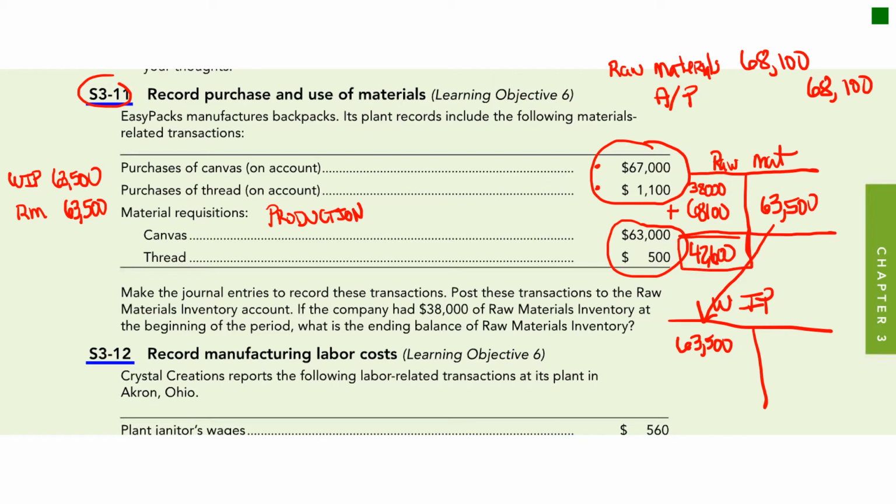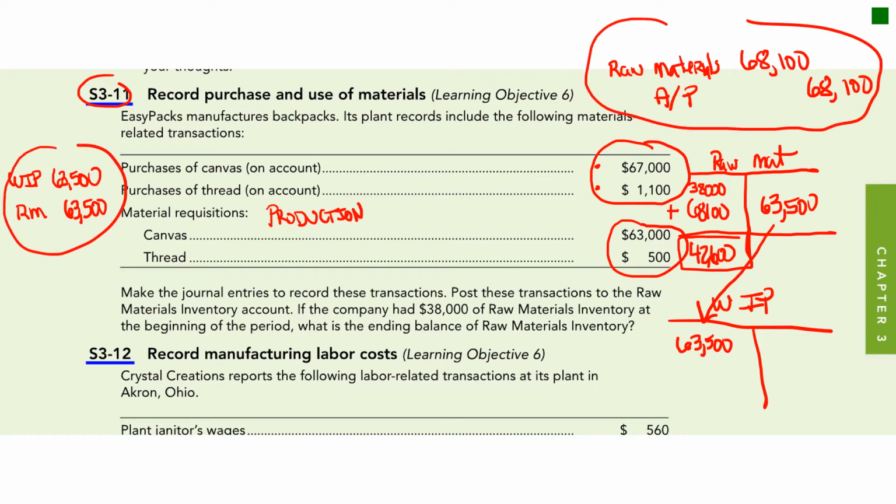So to answer the question, we've got the journal entries. Here's the purchase up here. Here's the usage right there. And then the ending balance of raw materials is right there. And again, you can go and double check this on the textbook solution. Their format's going to look a little bit better than this, but this is the basic idea of how to do the journal entry and the ledger part of these cost flows.